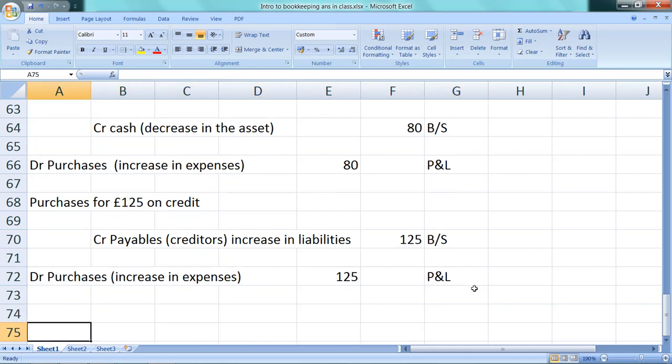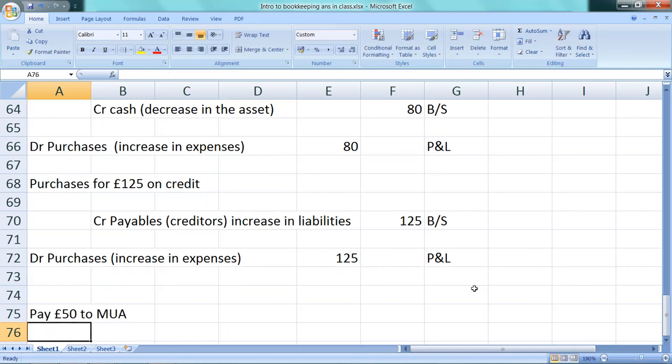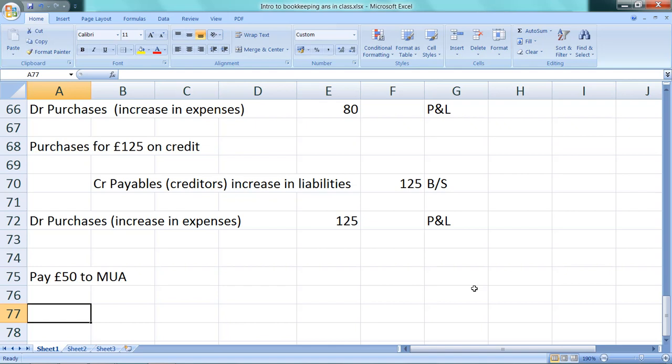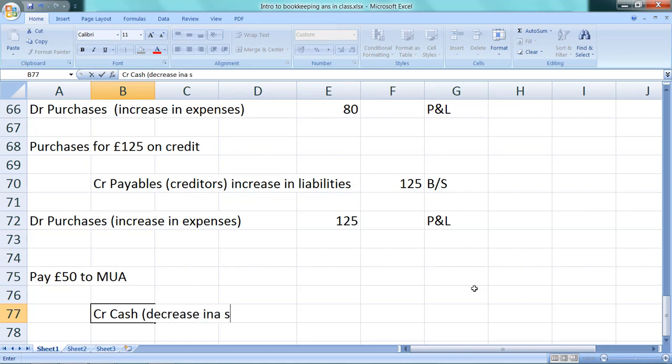Let's have a look at the next transaction. So the next one is we're going to pay the electricity bill and we're going to pay out £50. Okay. What happens to cash? Increase or decrease in cash? Decrease in cash. So should that be a debit or a credit to my cash account? It should be a credit because it's a decrease. So I'm going to credit cash, which is a decrease in the asset, to the tune of £50.